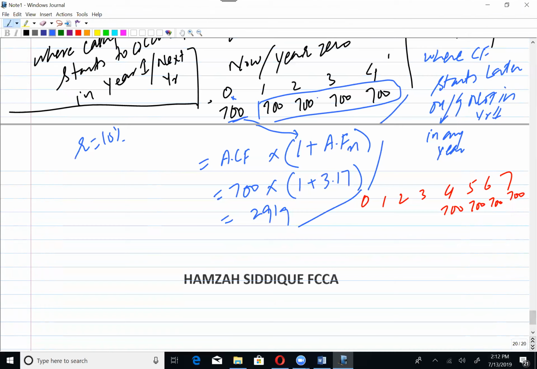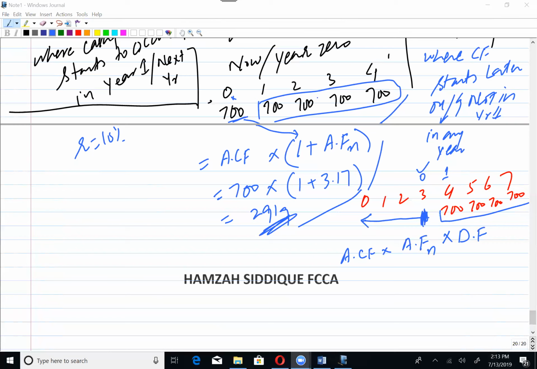Now, students, attention, please, everybody. I assume that this is year one, then this is a simple annuity. If I assume this is year one, this is a simple annuity, so the same formula: annual cash flow cross annuity factor for the number of cash flows. Now, if this is year one, then this is year zero. So the answer which I will get will fall here. I have to take that amount to the actual year zero, so we need to multiply it with the discount factor. Is that clear? Or should I repeat it?